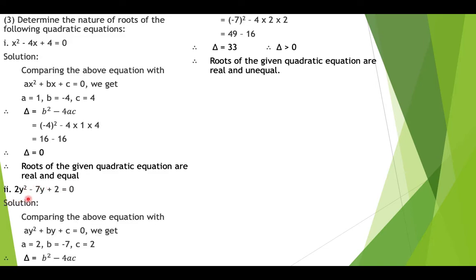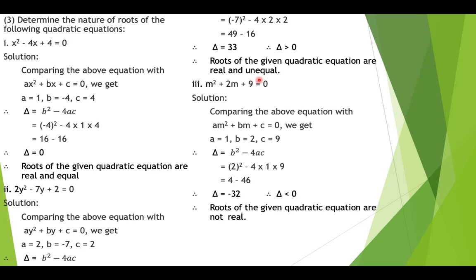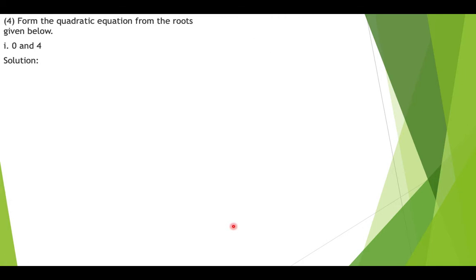Similarly, in the second sum we get b square minus 4ac, delta is equal to 32, which is greater than 0. Therefore the roots are real and unequal. In the third sum, delta is equal to minus 32, so the roots are not real. Now let's go for the fourth problem.